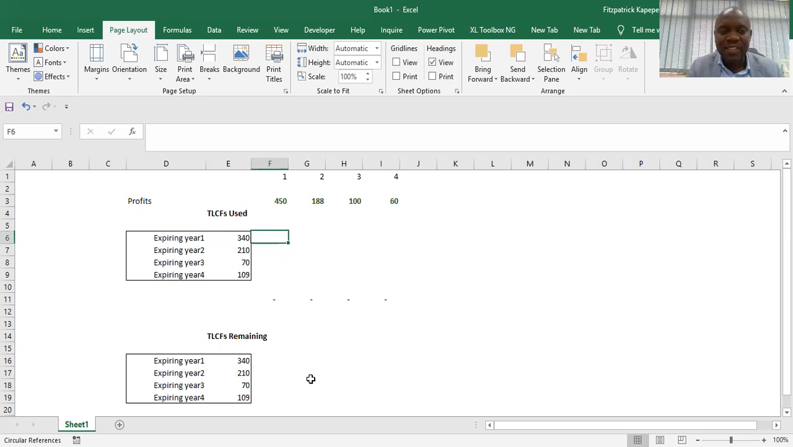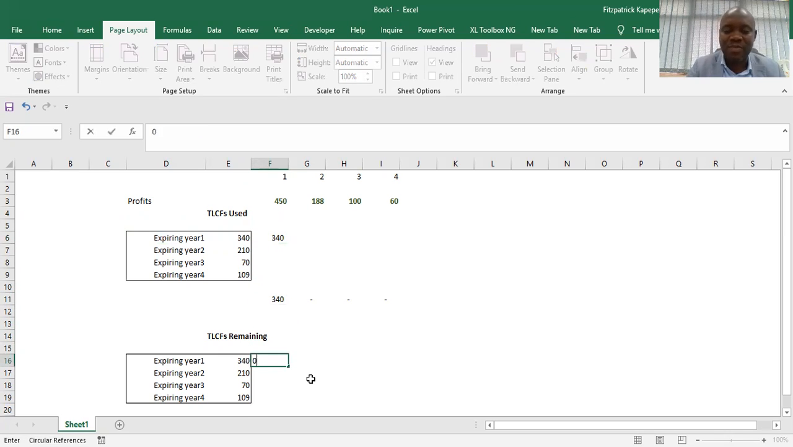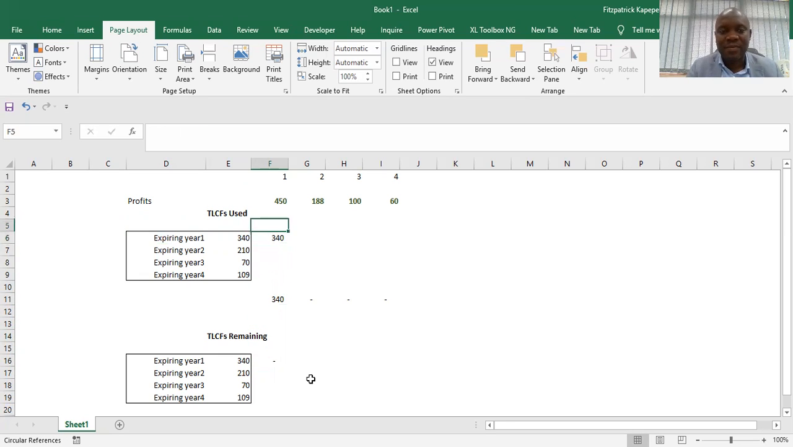So this is the profit, this is what you're carrying forward. It is logical that this is going to be used. It's expiring in year one, so you use the whole 340, meaning that in year one there will be nothing remaining. Then you have used 350. What does it mean?